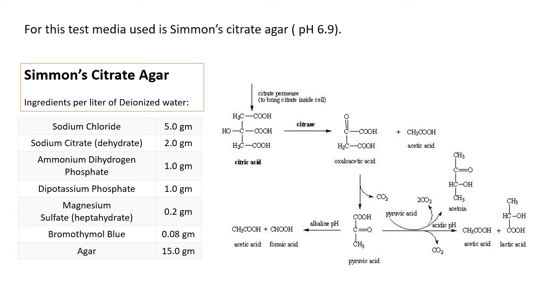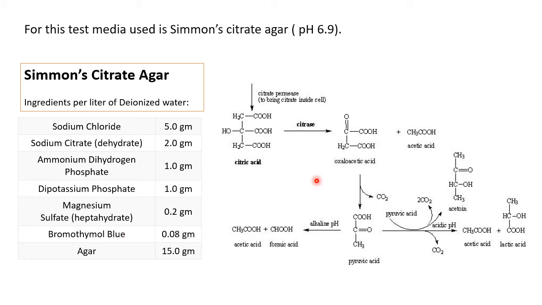Now for this test, the media commonly used is Simmons citrate agar. It has pH 6.9, that means it is nearly neutral. The Simmons citrate agar is made in deionized water. It has sodium chloride, sodium citrate dihydrate, the ammonium salt that we have already seen, that is ammonium dihydrogen phosphate, then dipotassium phosphate, magnesium sulfate, bromothymol blue, the pH indicator, and agar.